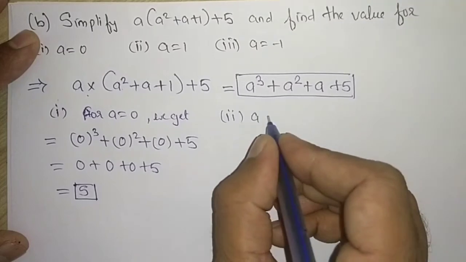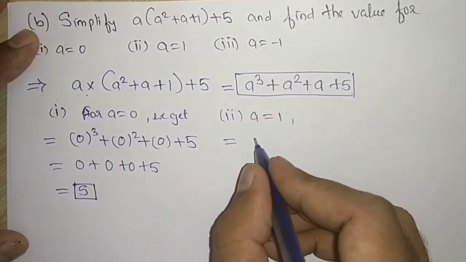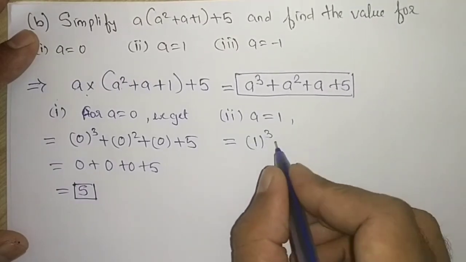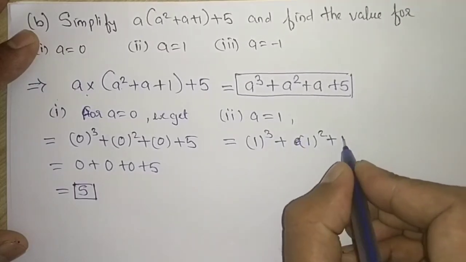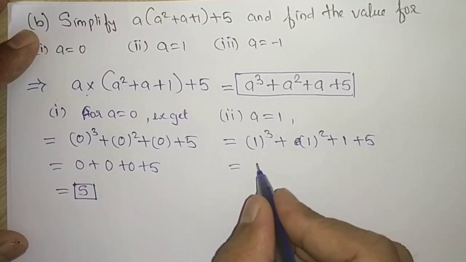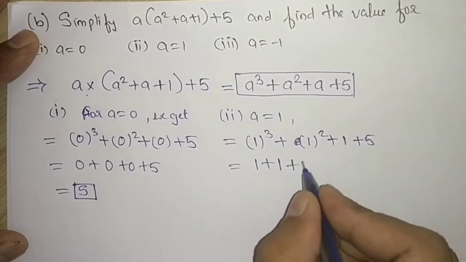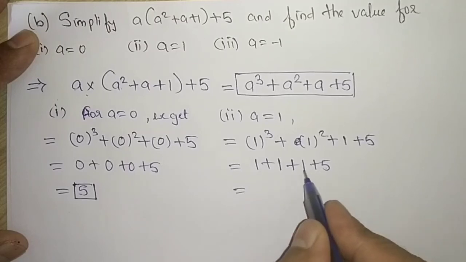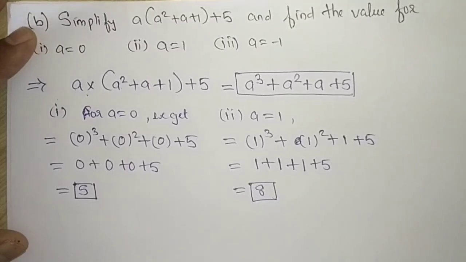Second part says for A is equal to 1. So let us put for A is equal to 1, wherever there is A, we will put 1. So 1 raised to power 3 plus 1 raised to power 2 plus 1 plus 5. 1 raised to power anything will be 1. So this will also be 1 plus 1 and then lastly plus 5. So 5, 6, 7 and 8 is our answer.